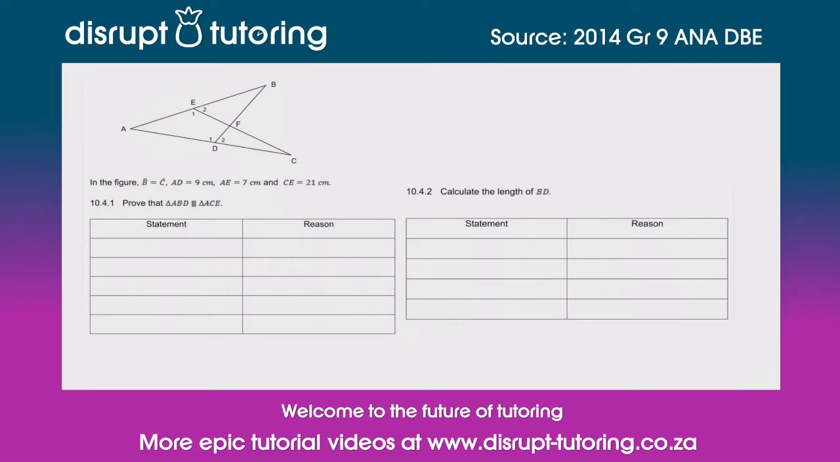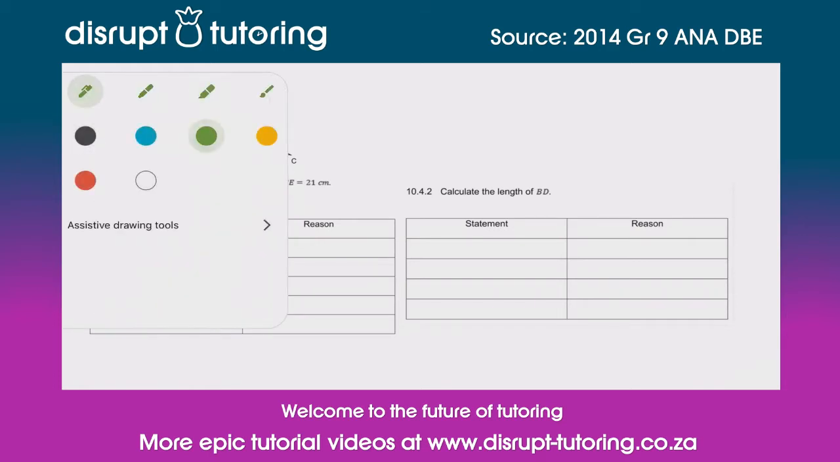Today, we're going to deal with some triangles and similarity, and with that in mind, we're going to get straight into the question. Now, they've said to us in the figure above that angle B is equal to angle C. Then they've said to us AD is equal to 9 centimeters.